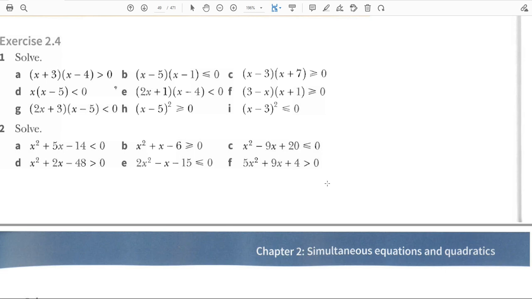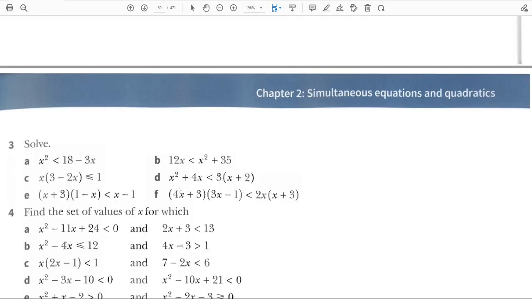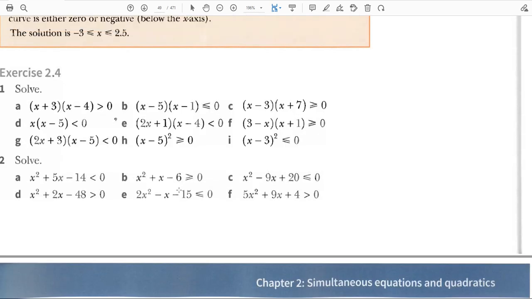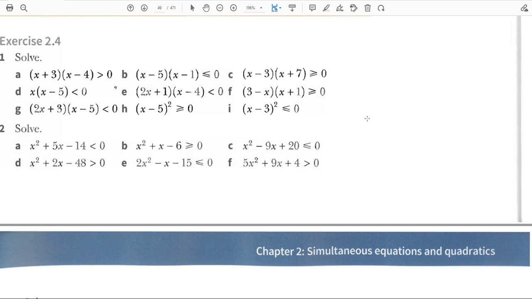As you know students, we did question number 2 of exercise 2.4. Today we are going to start question number 3 of the same exercise and the topic is also the same, that is quadratic inequalities. What I told you in the last lecture, the difference between question number 1 and 2.